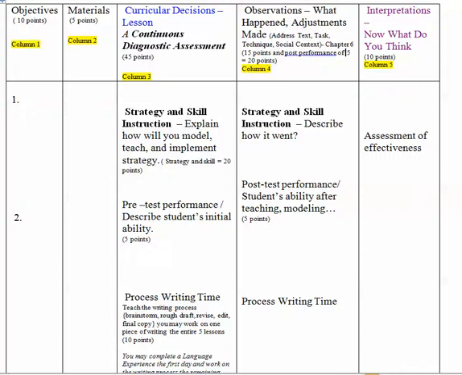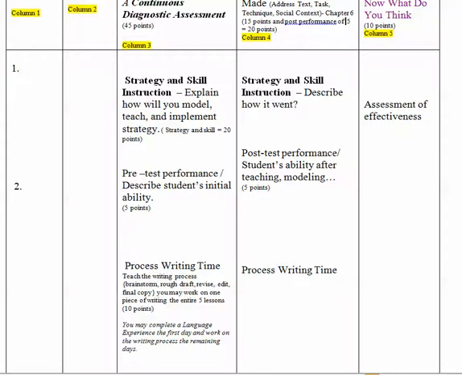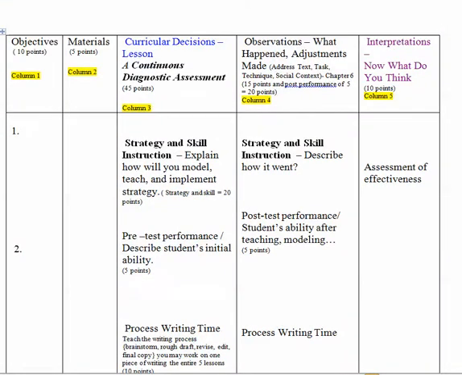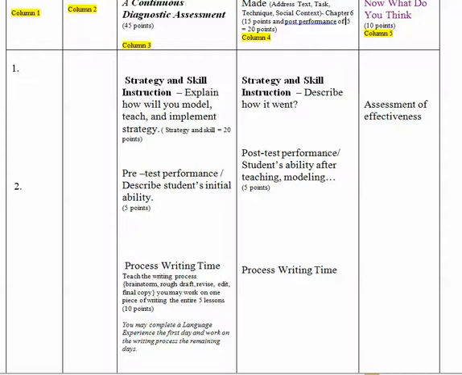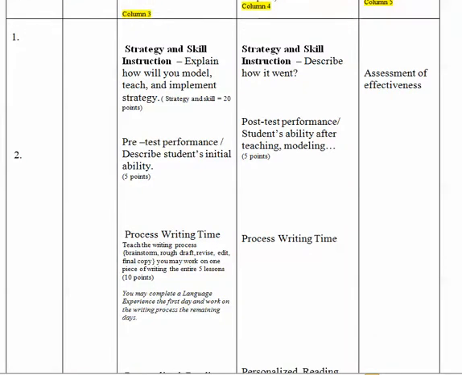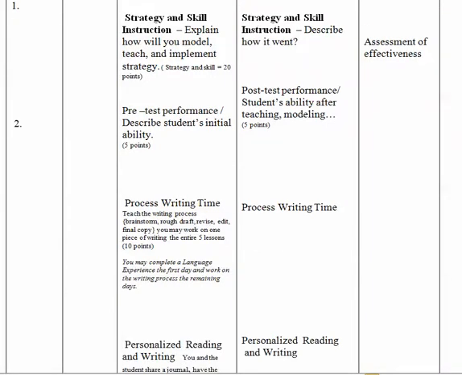15 points, and then the post-performance of 5 points, a total of 20. Strategy and skill, describe how it went. What did the child do? What did you do? If you made any adjustments. And then at the end of your teaching and modeling and them performing that strategy, how was their performance?